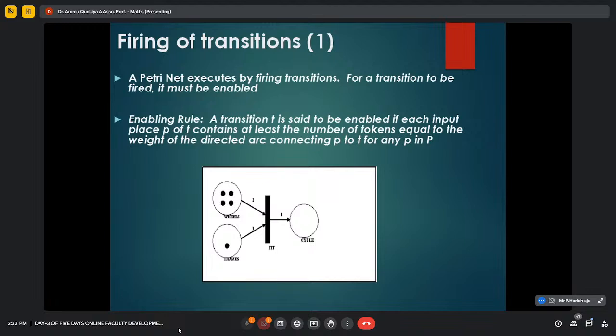So if we want a transition to be enabled, each input place P of T should contain at least the number of tokens equal to the weight of the directed arcs connecting P to T. This is the enabling rule. Once the transition is enabled, it will be ready to fire. That is, it will be ready to process whatever is required from that transition.